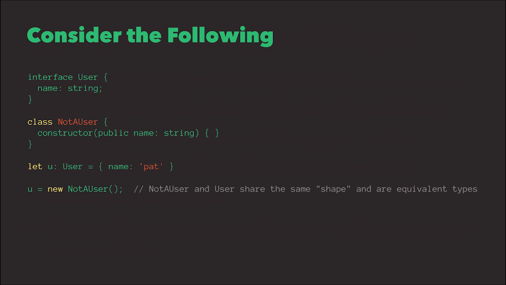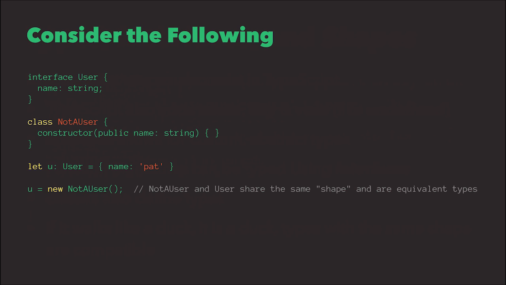And so what we mean by the same shape is that if you look at an example like this, there's a very simple user interface that just describes a simple object that's going to have a name property, which is a string. And below that, we've defined a class, which is called NotAUser. So very different names. And again, it just has a constructor that takes a public property name and assigns it as a string.